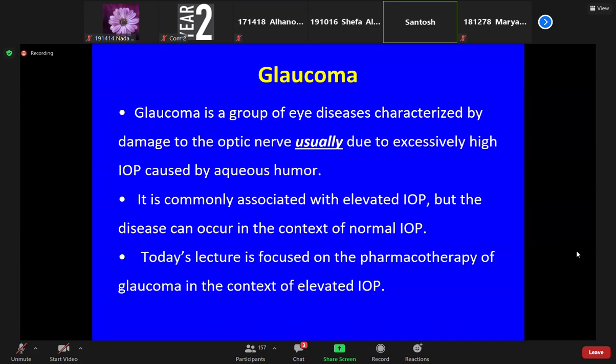So when we speak of pharmacotherapy, we usually talk about glaucoma in the context of elevated intraocular pressure. And in any case, our target is to lower the intraocular pressure. So whenever we speak of pharmacotherapy or even laser or surgical therapy, the target is to lower the intraocular pressure. Okay.